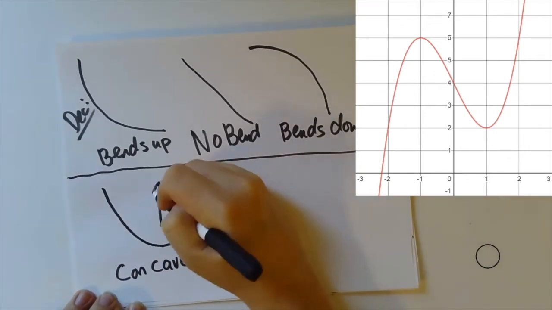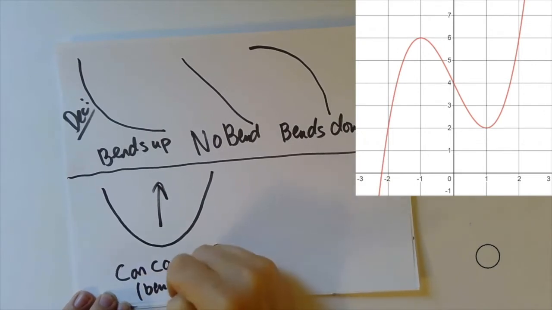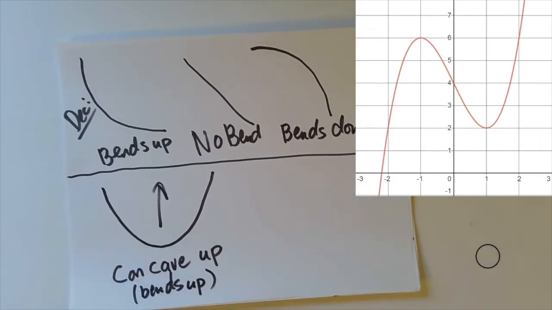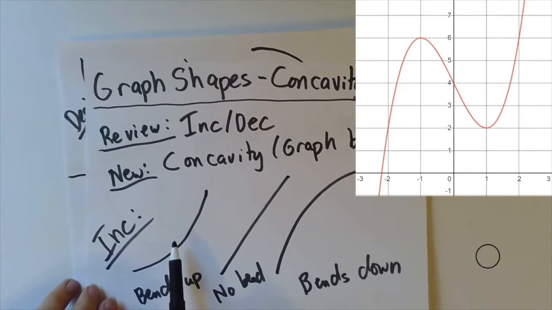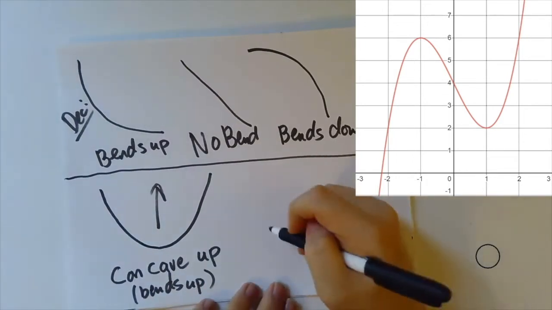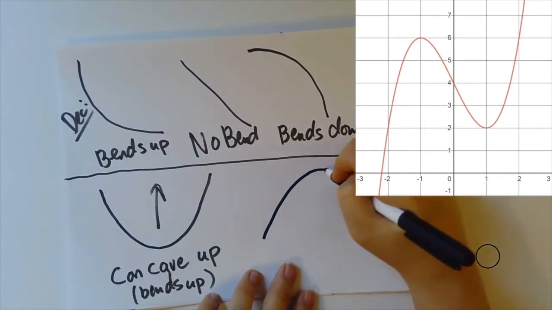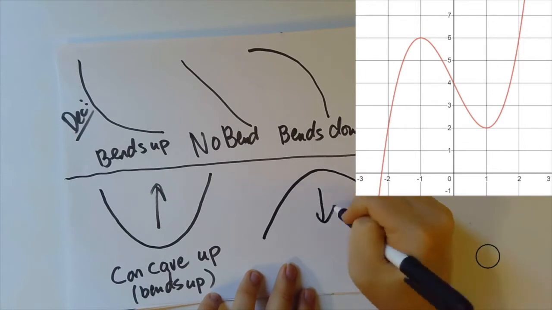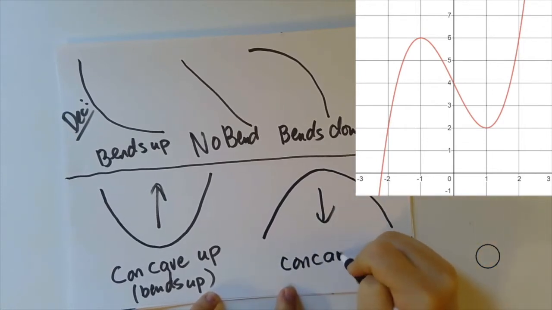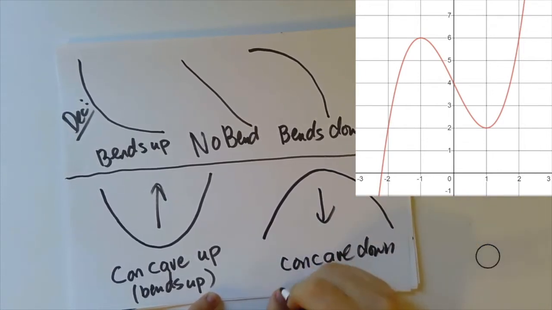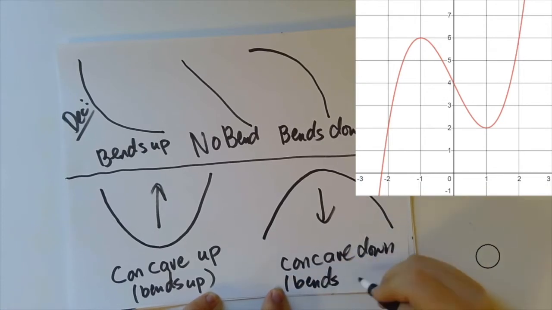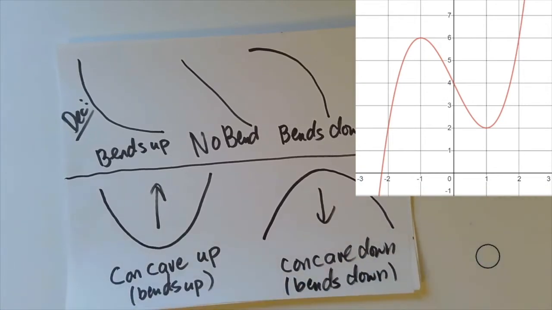Okay, so concave up just means bends up, but has no particular feelings about whether the graph happens to be increasing or decreasing. So that's concave up, that's concave up, that's concave up. And then likewise, we'll define concave down. And that, again, just means bends down.